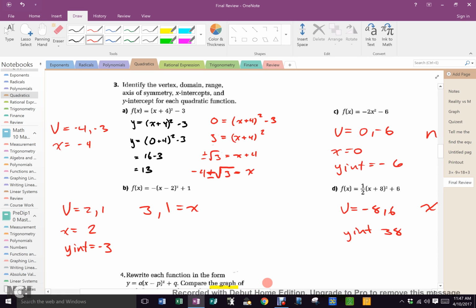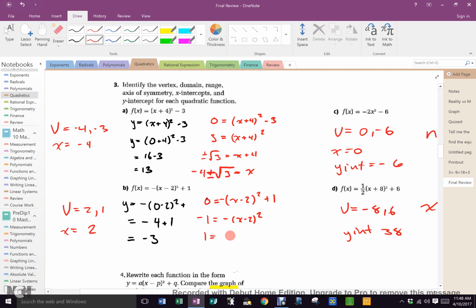So that should be good enough to get you through all the rest of it, but of course we will carry on. y equals negative (0 minus 2) squared plus 1, negative 4 plus 1 equals negative 3. And 0, I'll change color, sorry guys. 0 equals negative (x minus 2) squared plus 1. Negative 1 equals negative (x minus 2) squared. 1 equals (x minus 2) squared, square root both sides, plus or minus 1 equals x minus 2. Bring the 2 over. So 2 plus or minus 1 equals x, which is 3 and 1.